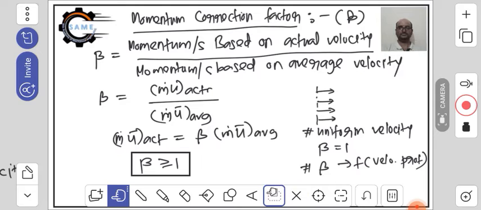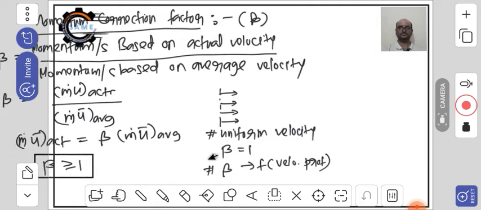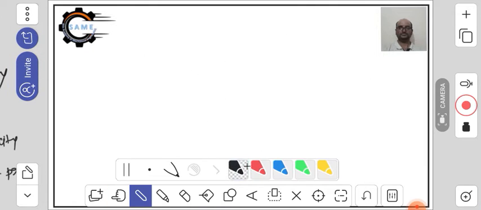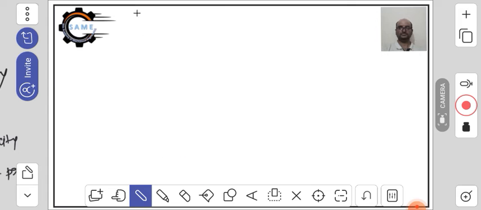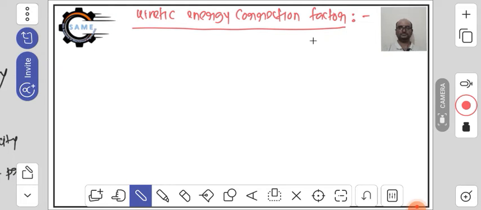Now we'll see the kinetic energy correction factor. This is the momentum correction factor, now we'll see the kinetic energy correction factor. The symbol for this I'll denote by alpha. What does alpha indicate? Alpha, the kinetic energy correction factor, is kinetic energy per second based on actual velocity.